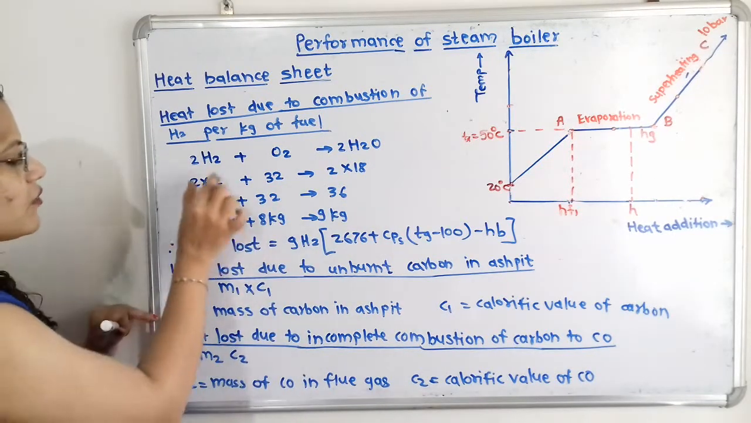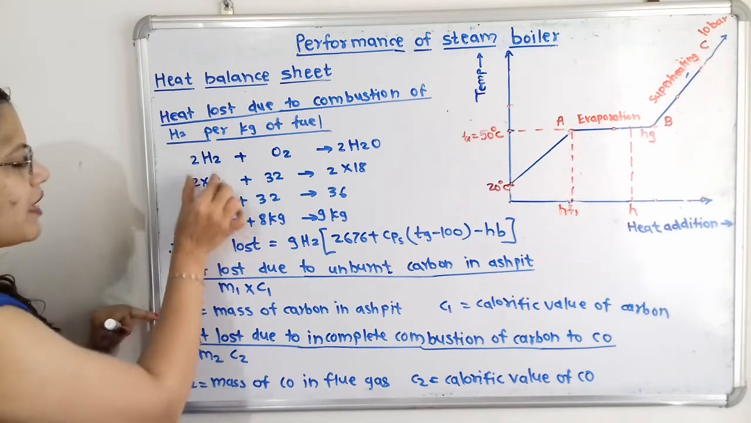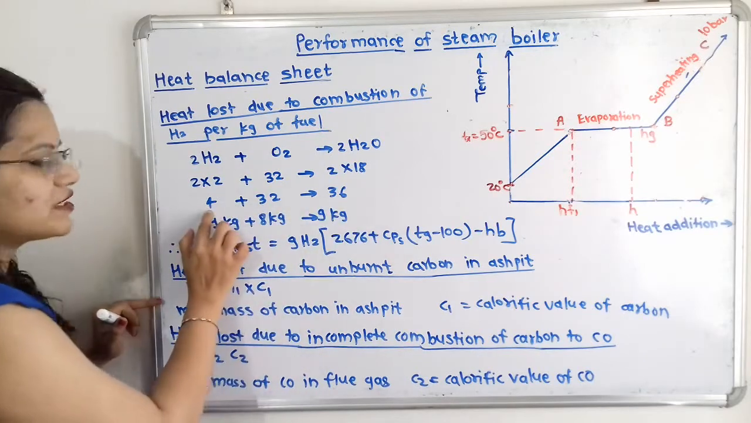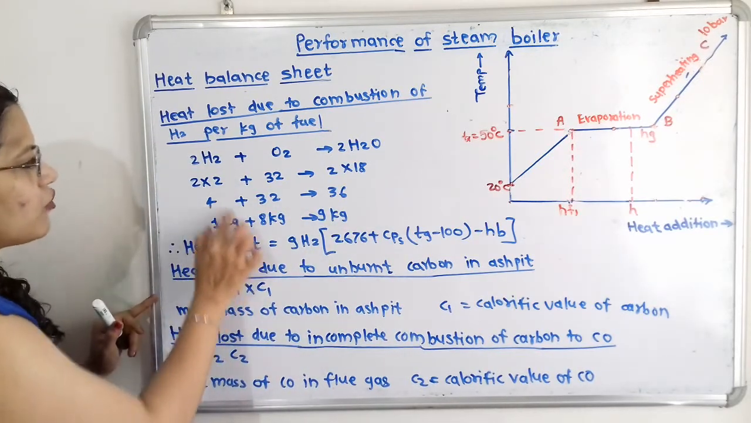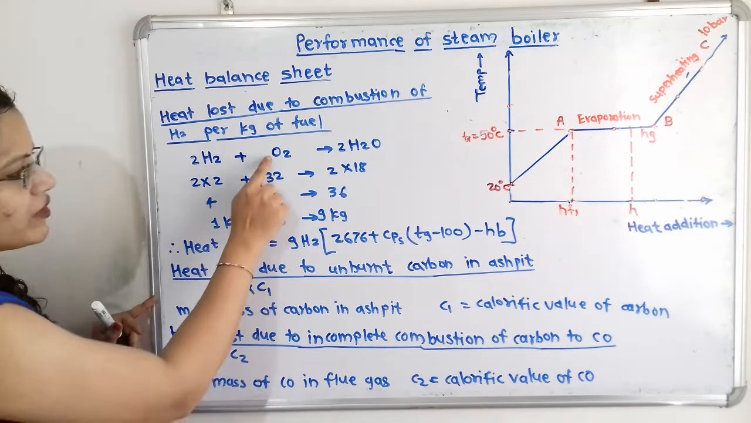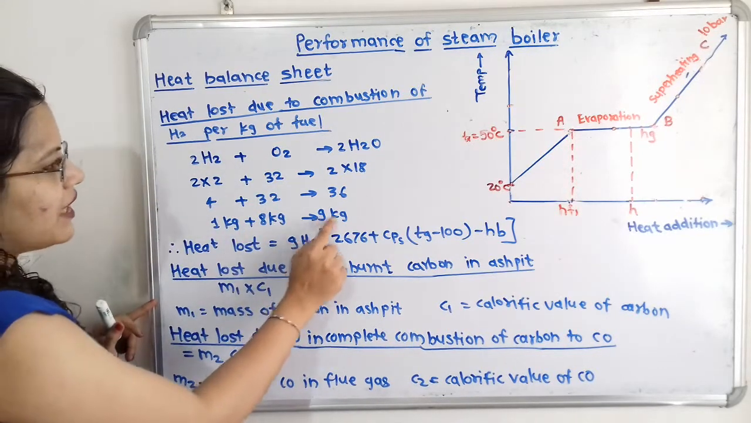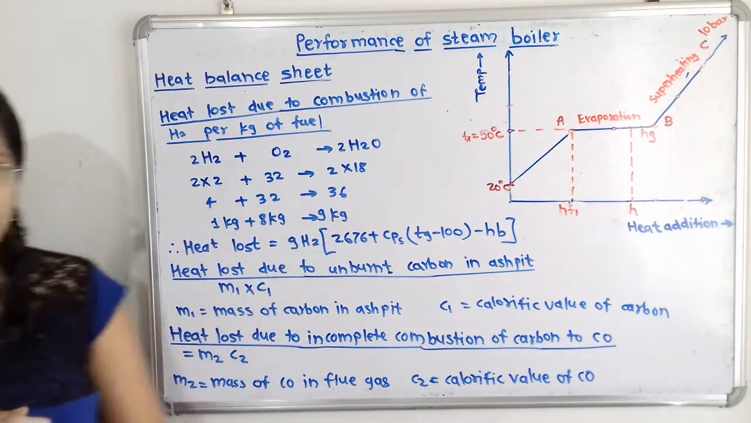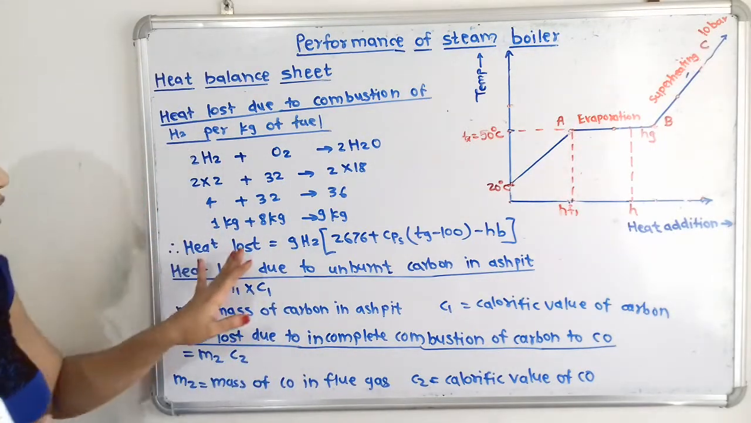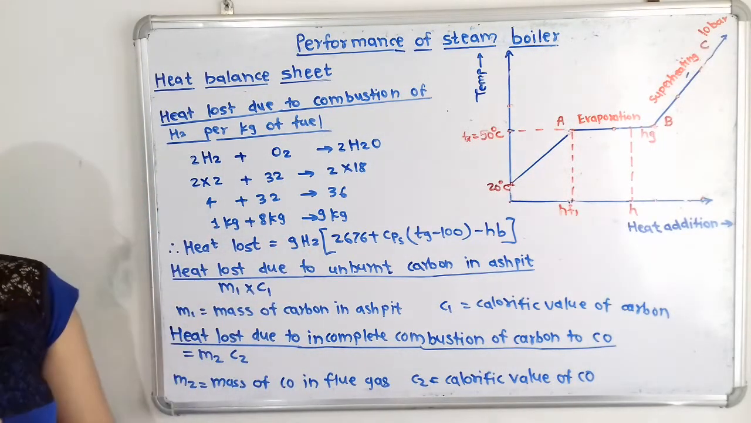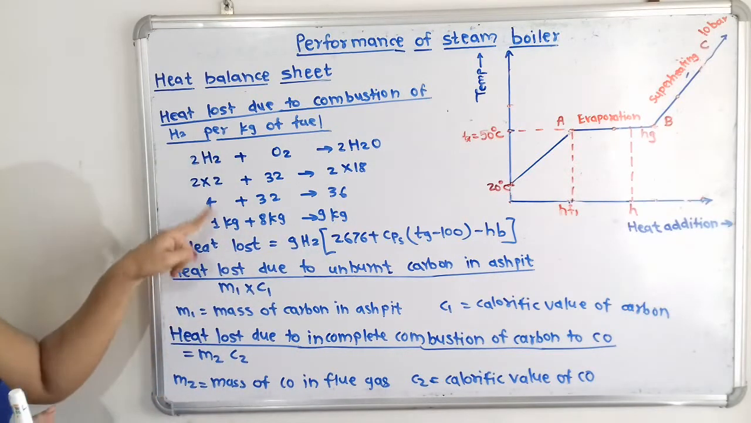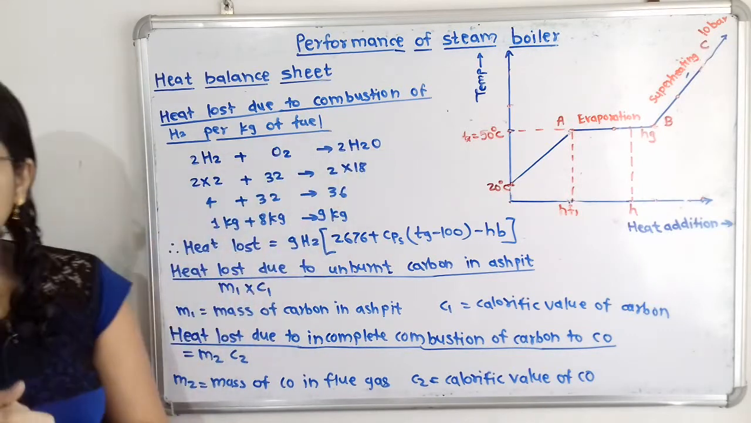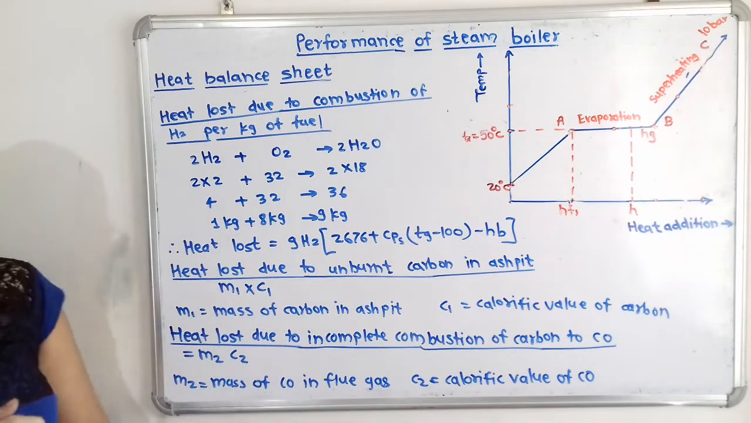So here we have to find out for 1 kilogram of H2, for the combustion of 1 kilogram of H2. So I will divide both sides by 4. So we will get 1 kilogram of H2 combines with 8 kilogram of oxygen and it will give us 9 kilogram of H2O. So here we have to take the 9 kilogram. That means heat lost is equal to 9 multiplied by H2, because for 1 kilogram of H2 it will give us 9 times that, that is H2O. So 9 multiplied by H2.